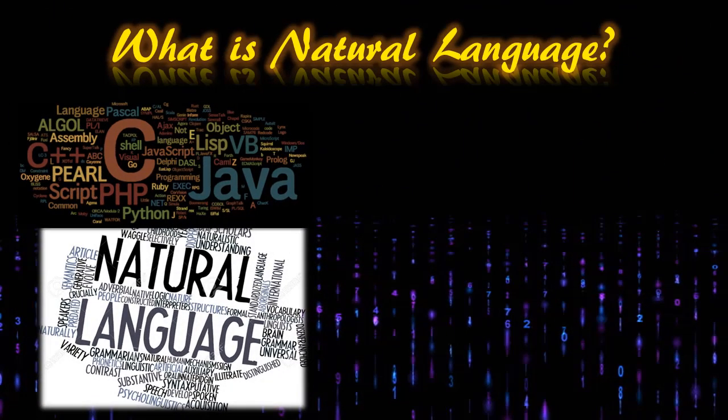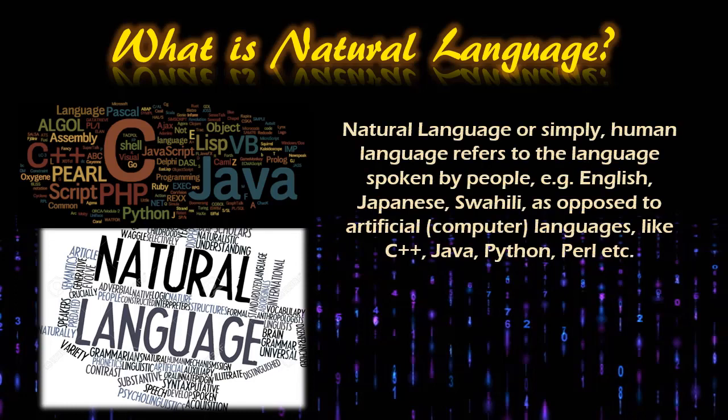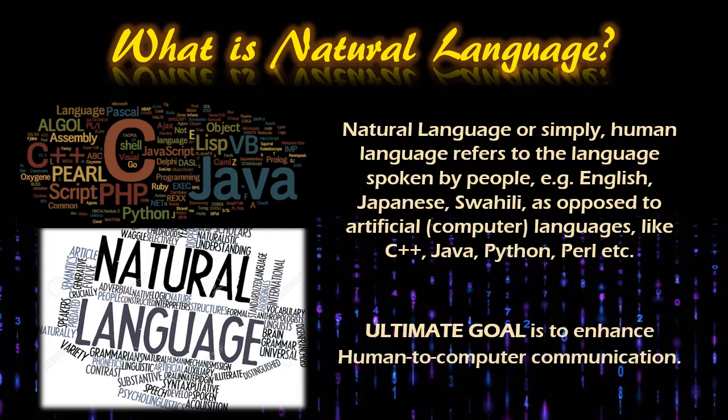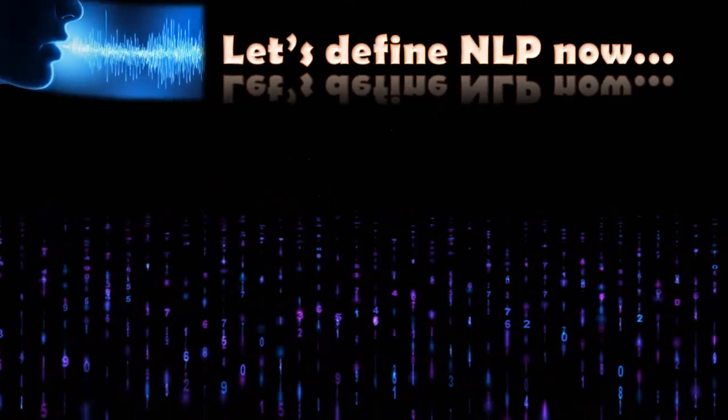Now the next question that comes to your mind is, what is natural language? Let's see the definition of natural language. Natural language, or simply human language, refers to the language spoken by people, for example English, Japanese, Swahili, as opposed to artificial or computer languages like C++, Java, Python, Perl, etc. The ultimate goal is to enhance human-to-computer communication. That's why natural language is used.